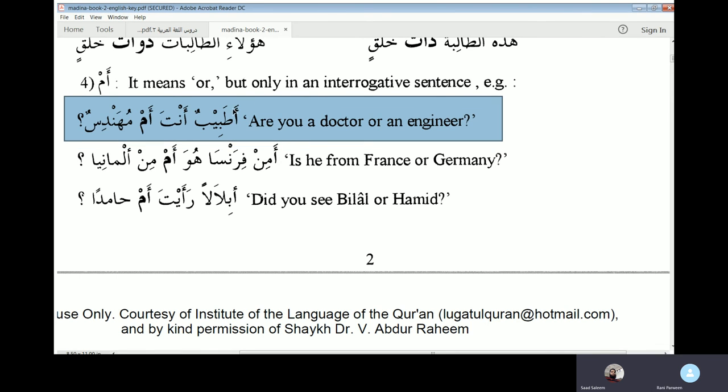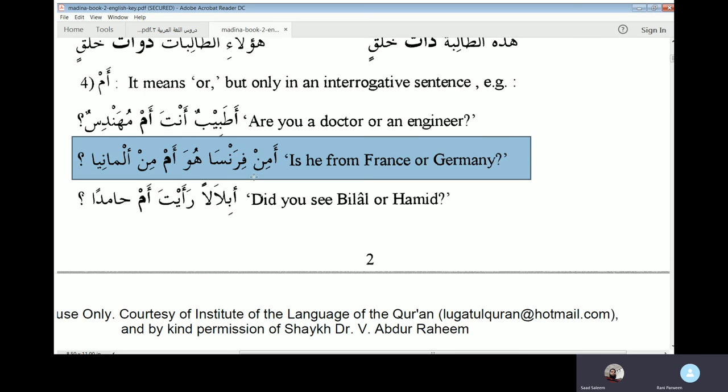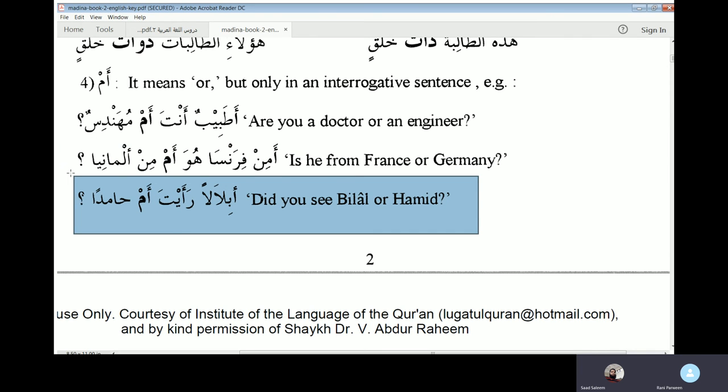الطبيب أنت أم مهندس؟ Are you a doctor or an engineer? آمن فرنسا هو أم من ألمانيا؟ Is he from France or Germany? أبلالن رأيت أم حامدن؟ Did you see Bilal or Hamid?